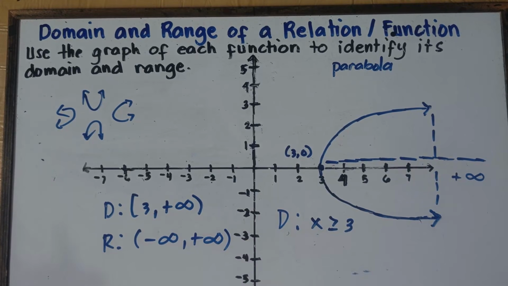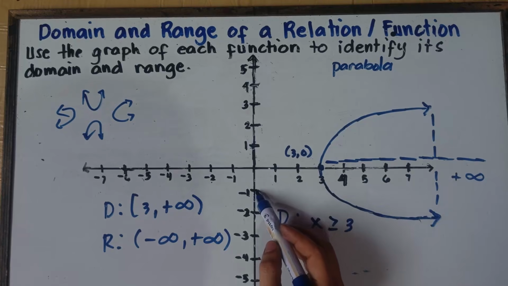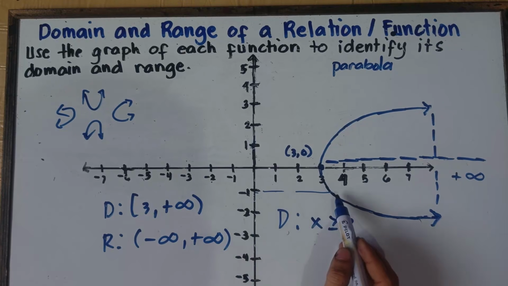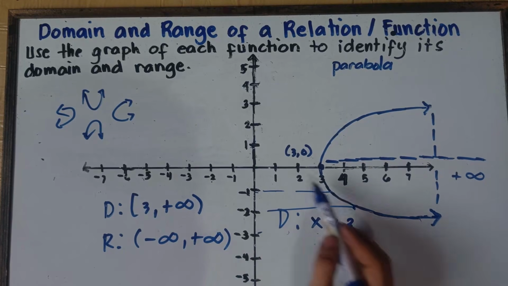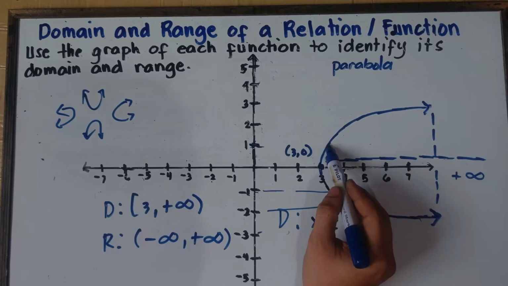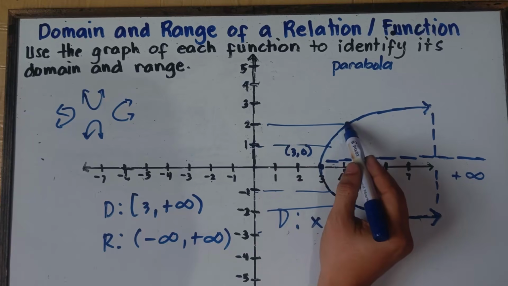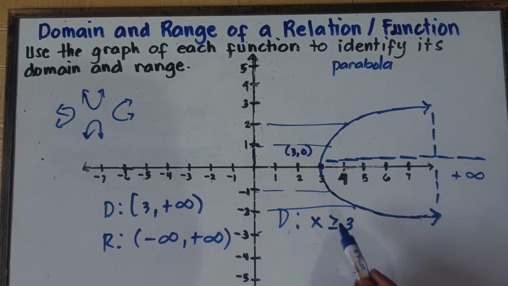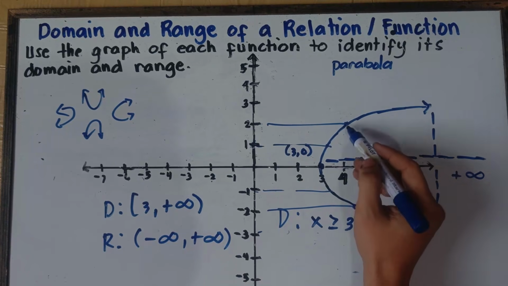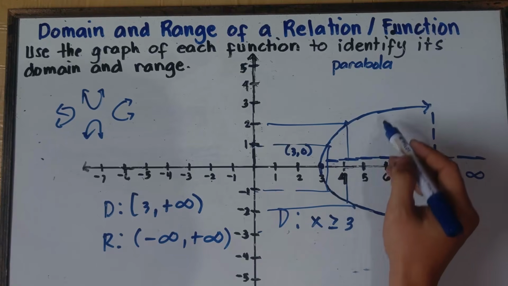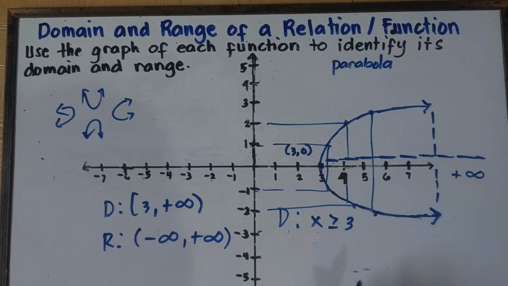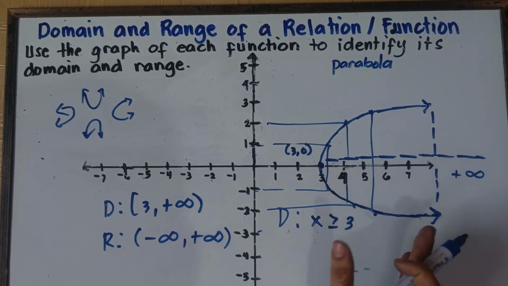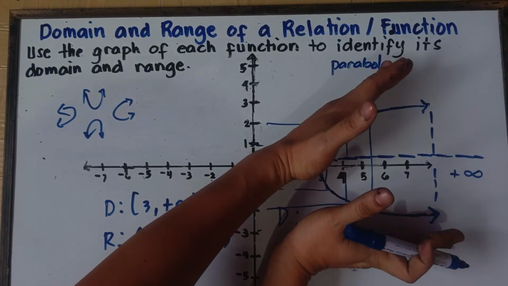Now, question, why is that, sir? Because for the range, class, including this one right here, for the curve, that would be included. This one right here, this is included. This point right here is included. Because range, those are vertical distance. So this one right here is included. Vertical distance, this point right here is included. So, therefore, from negative infinity up to positive infinity. Why is that, sir? Because it will extend, class, infinitely.